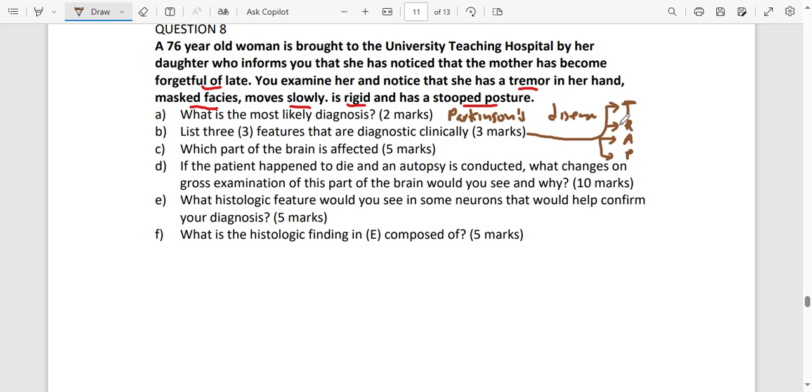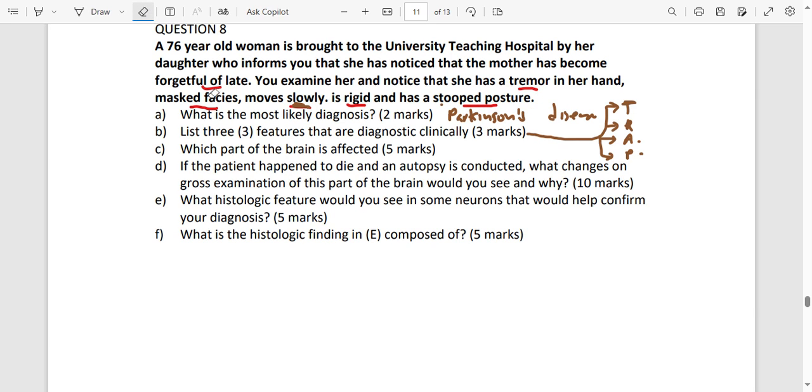We have got the R there. What is going to be the R? Anyone? The rigidity. And then the A? Akinesia. Thank you so much. Or dyskinesia. Slow movement, as we've been told in the question. And then the P? The postural instability. We can see there is a stooped posture there.